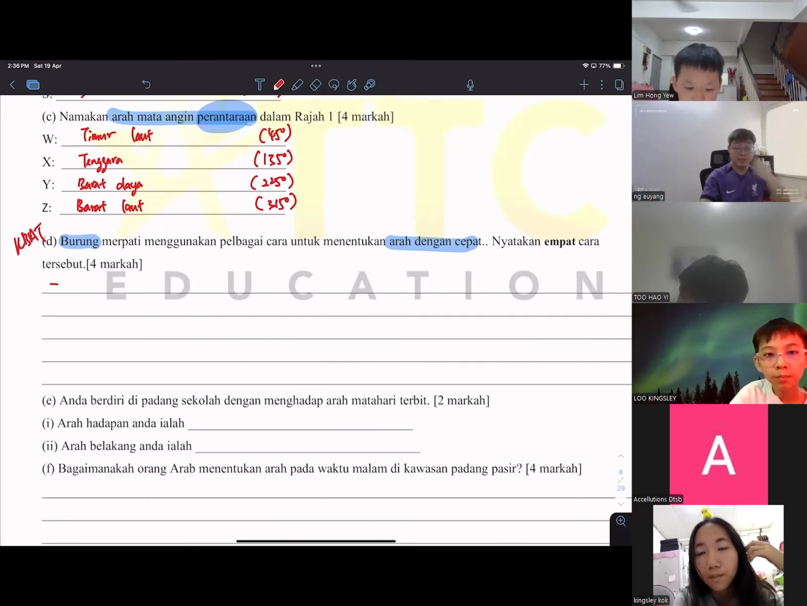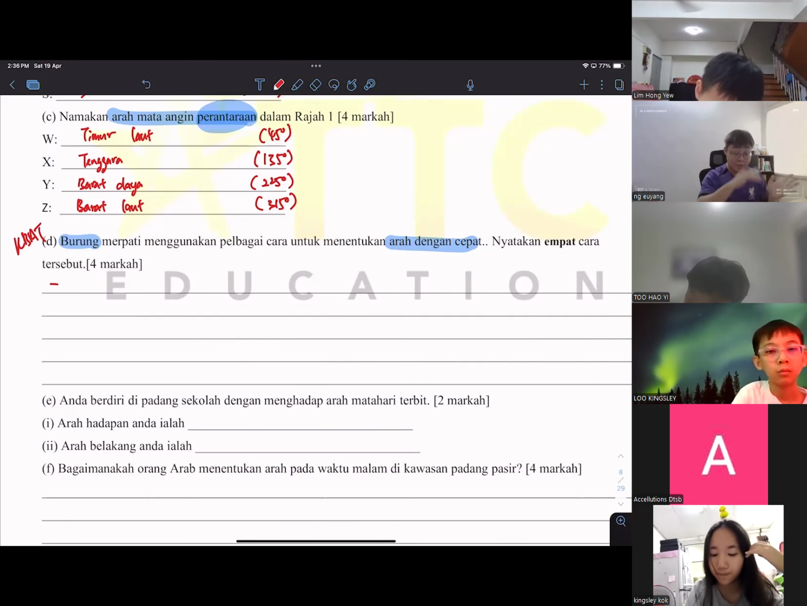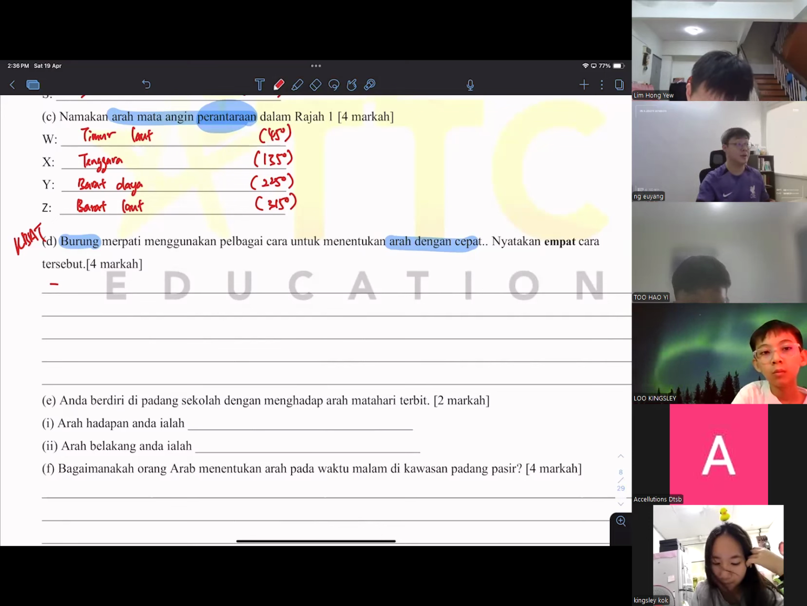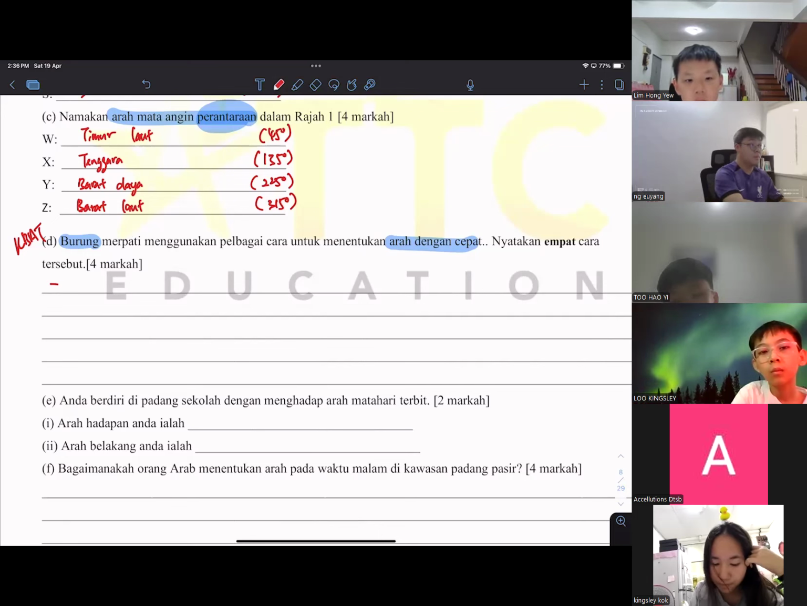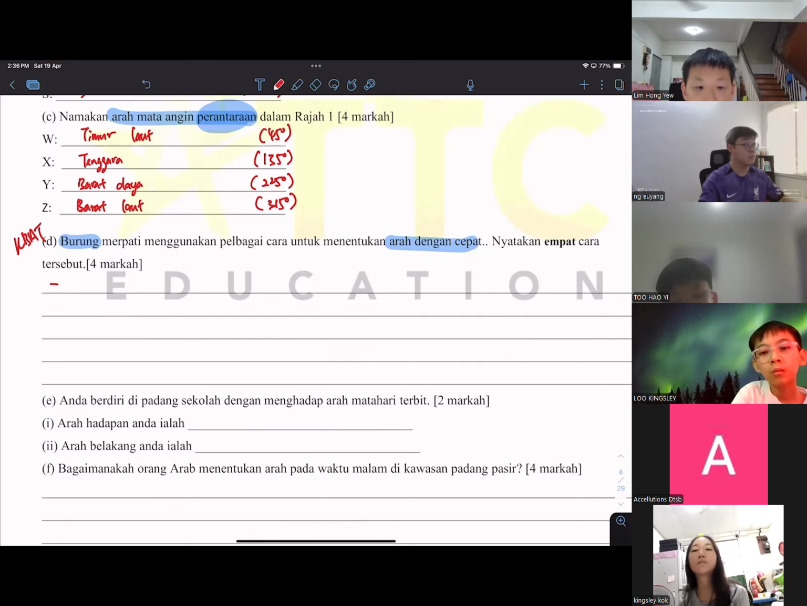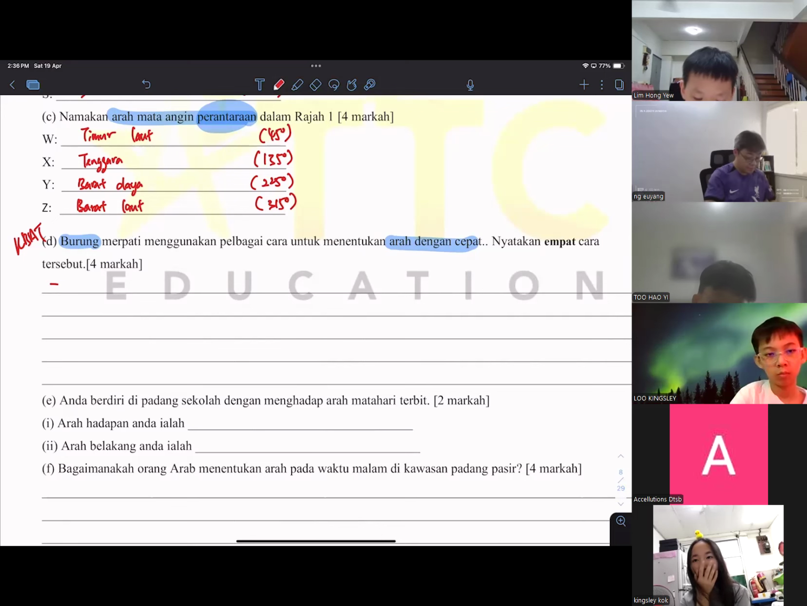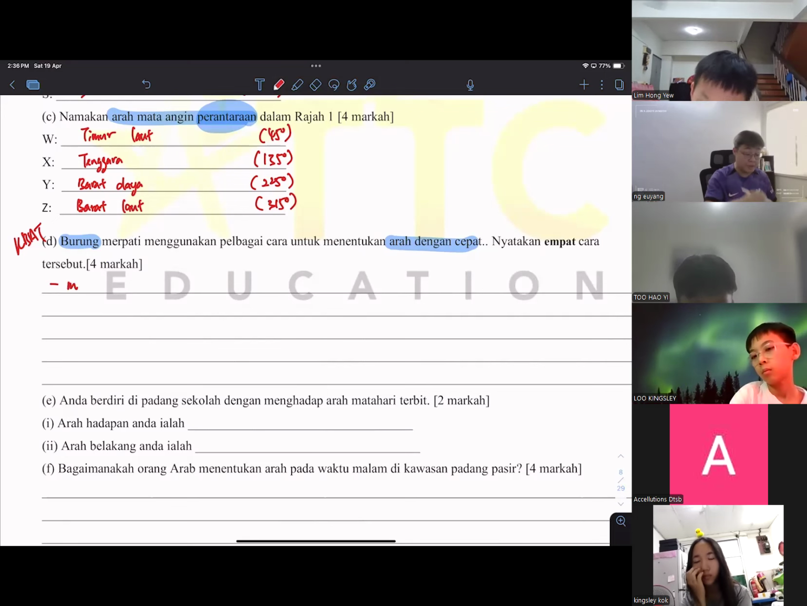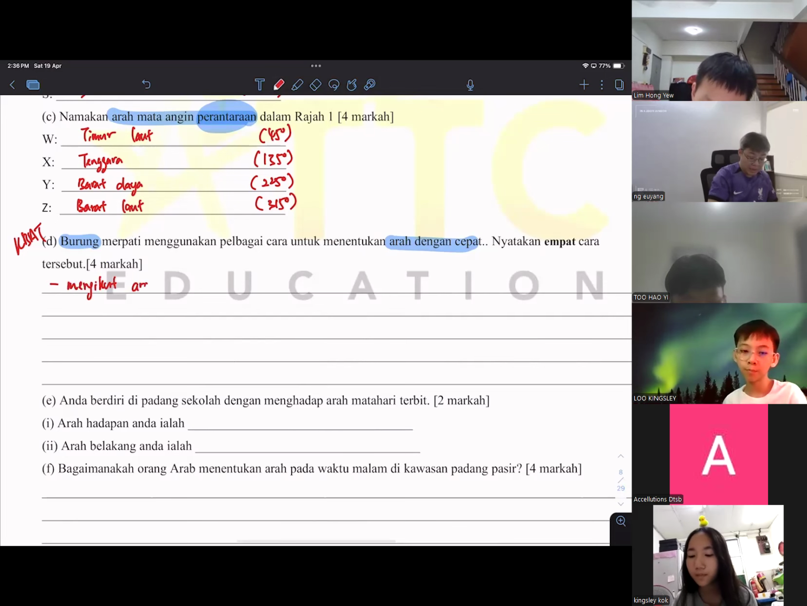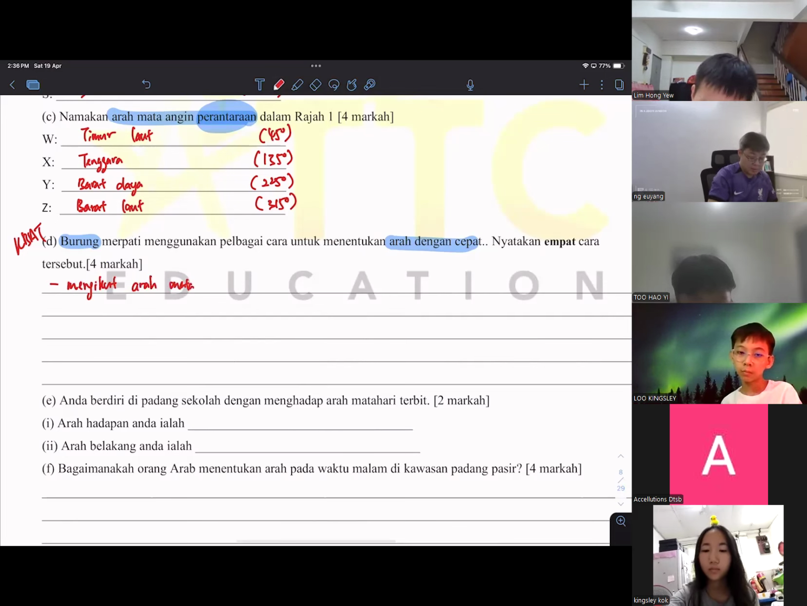Penglihatan visual. Yeah, sun. So that's why during the daytime, they are trying to fly according to the sun direction, which is sunrise and then sunset. Okay. So right now, try to write down the point form first. Mengikut arah matahari.